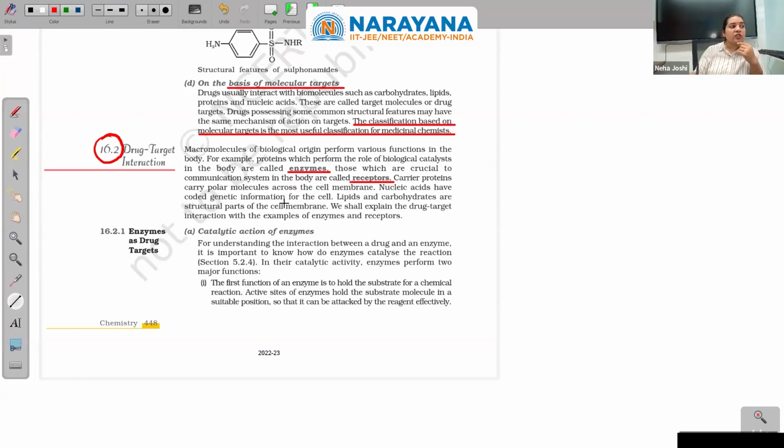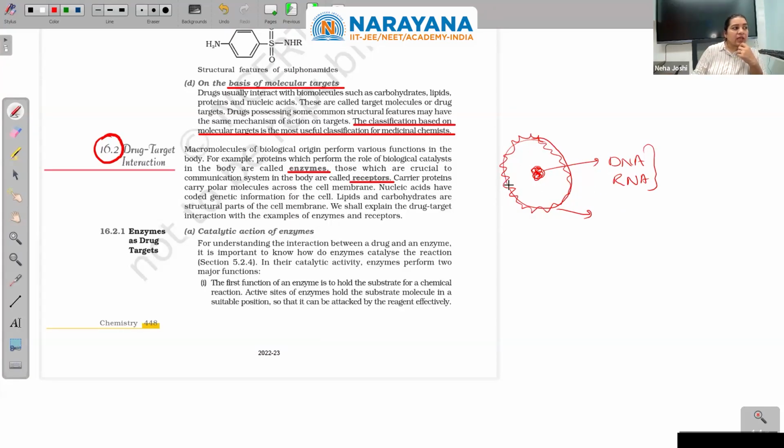Nucleic acids have coded genetic information for the cell. Lipids and carbohydrates are structural parts of the cell membrane. Cell membrane means, if there is a cell, then this outer thing is called the cell membrane. Inside there is some coded thing present like DNA, RNA. That is nucleic acid. Here it is the cell membrane. Now the cell membrane has lipids and carbohydrates. DNA, RNA has nucleic acids.